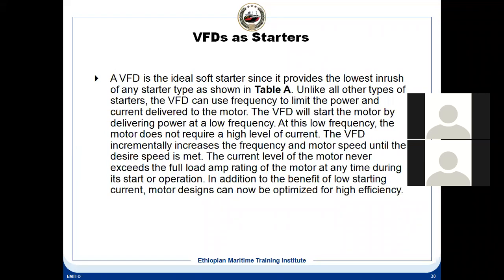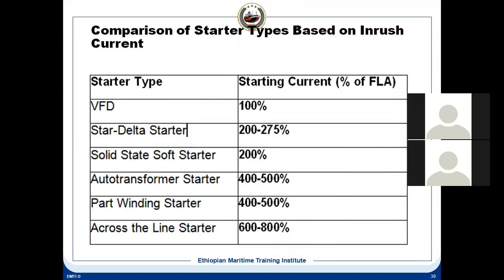VFDs as a starter. VFD can be used as a soft starter. You see the comparison between starters and the inrush current with VFDs. VFD has a starting current of 100%. A star-delta starter has 200 to 275% starting current. A solid state soft starter is 200%. You can see the advantage. With VFD only 100% is the starting full load current. An auto transformer is 400 to 500%. So here soft starting is actually possible with the VFD.